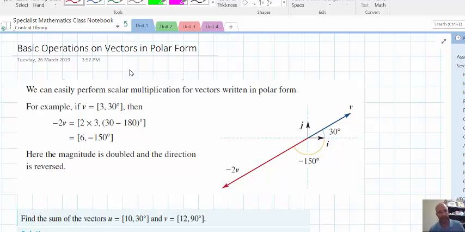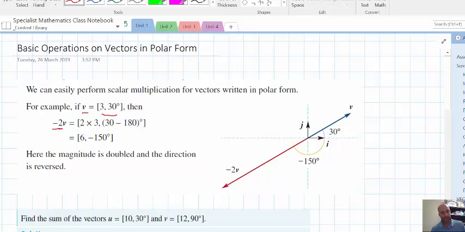Alright, we're going to look at some basic operations when we're in polar form. We've already looked at ones in component form, and some things are quite easy when you're in polar form. So if you've got vector v defined as 330, an example of a scalar multiplication is quite easy to see.